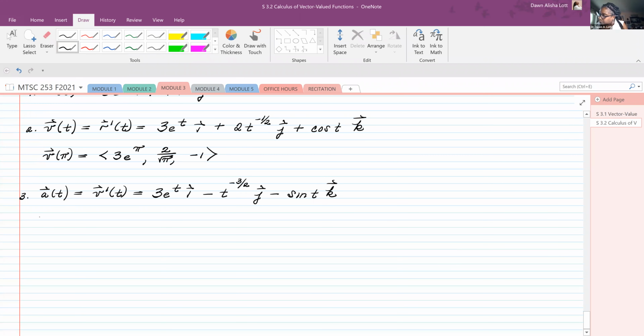So a at pi is going to be 3e to the pi, minus 1 over the square root of pi. Oh, no, no, no. I'm just going to write it as minus pi to the negative 3/2 power, 0.